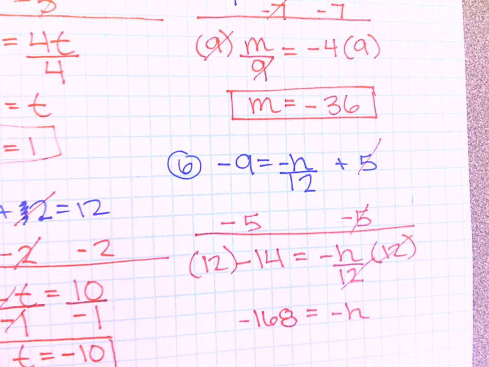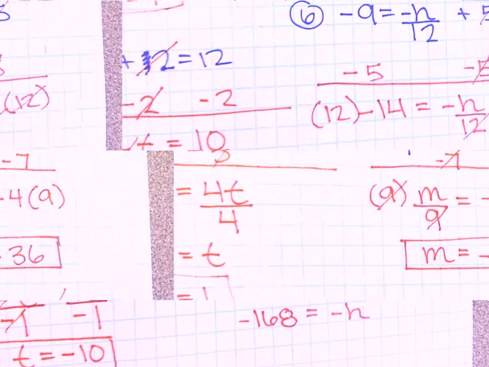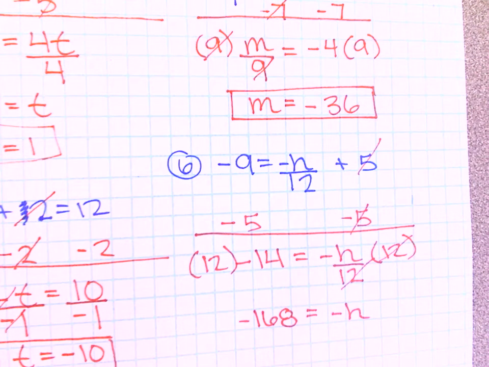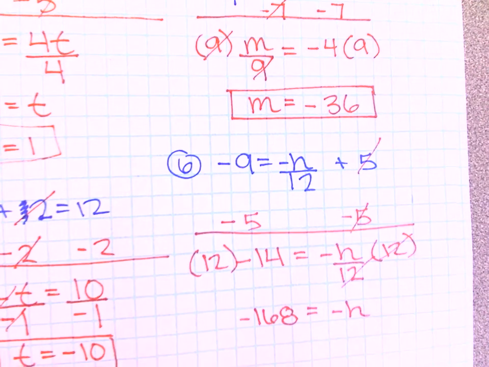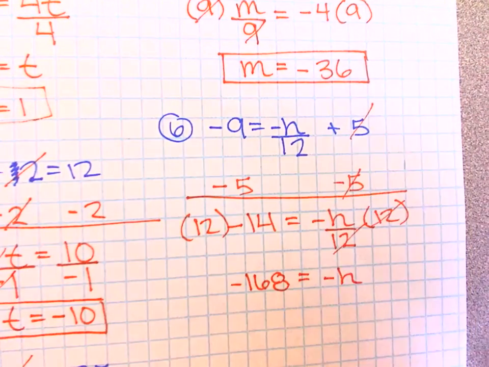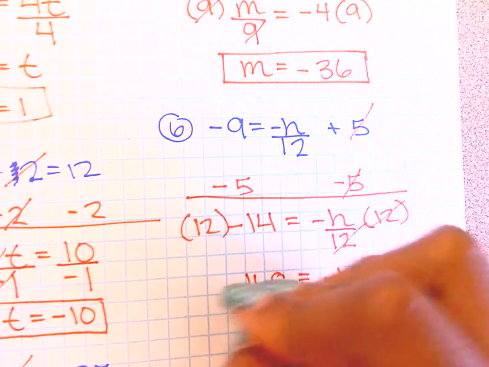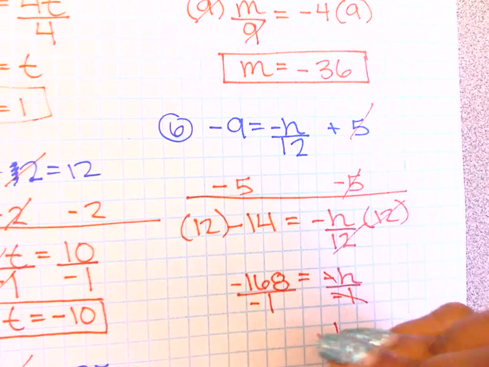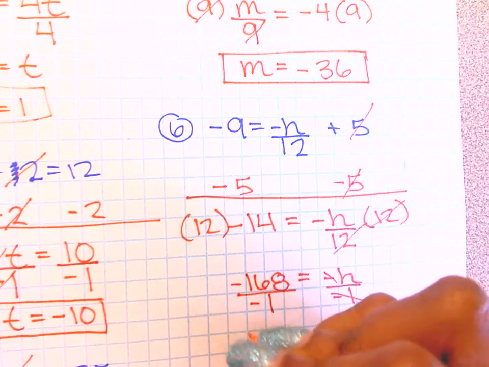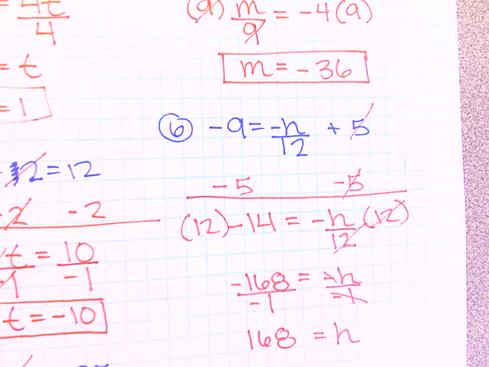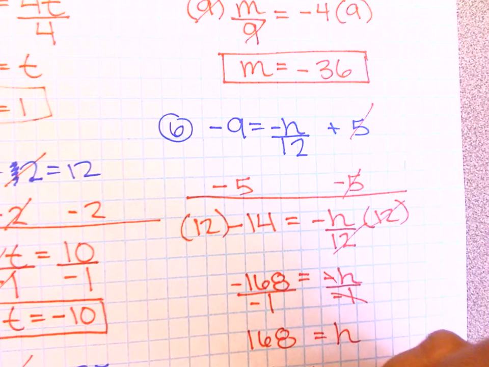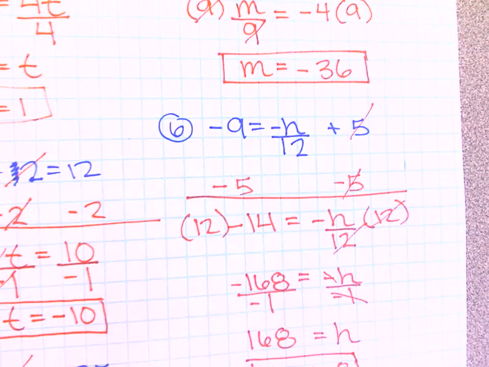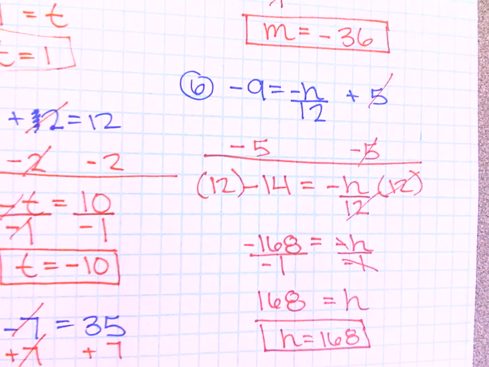Now again, I did the math ahead of time, but you'll probably have to work it out on the side of your paper. Okay? I can't be left with a negative variable. Remember, that's our friend negative 1 who's invisible. So I have to divide by negative 1 on both sides. So now I'm left with h, because my negatives cancel, and I have a positive 168. Negative divided by negative is positive. So do you want to flip it and write it this way? That is absolutely fine. So h equals 168.